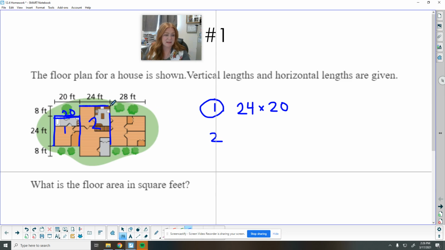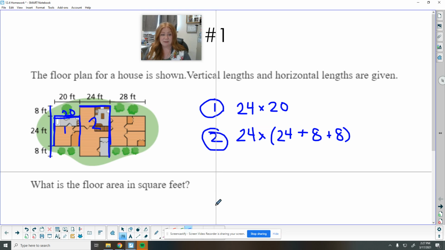And this length is 24. And then our height on this one, so from here all the way down. So we need to put all of these together. So we need to do 24 times, we've got 24 here, and we've got another 8 up here. So we're adding on 8, and then another 8 down here. So first we need to add these up to find that entire height, and then times it by the width, which is 24, to find the second section here.